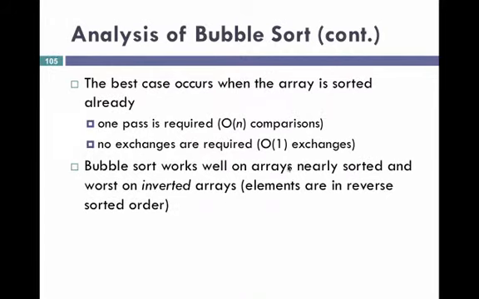The best case occurs when the array is sorted already. So one pass is required, order n comparisons. No exchanges are required, so order 1 exchanges. Bubble sort works well on arrays that are nearly sorted, and it works worst on inverted arrays, where all the elements are in reverse sorted order.